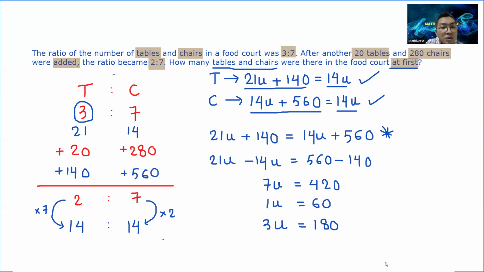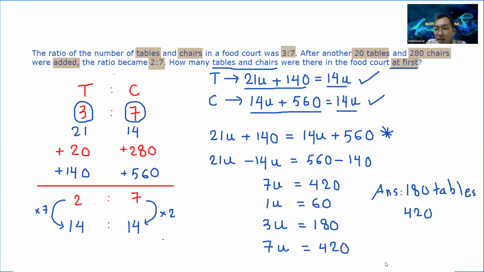And then what about chairs? Chair is 7 units. Okay. So 1 unit is 60, for 7 units, 420. We have found this already here. Are you clear? Finally, we got the answer. Okay, the answer is how many tables? 180 tables. Okay, and then how many chairs? 420 chairs. That's the answer, everyone.